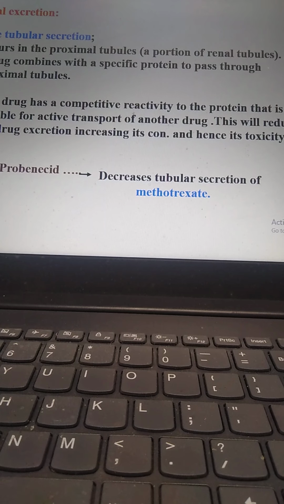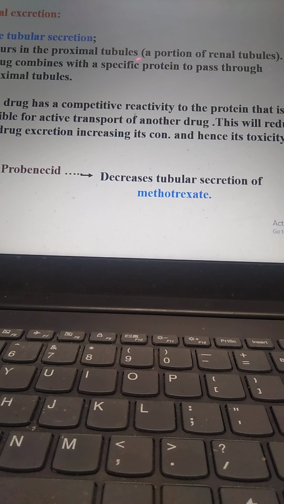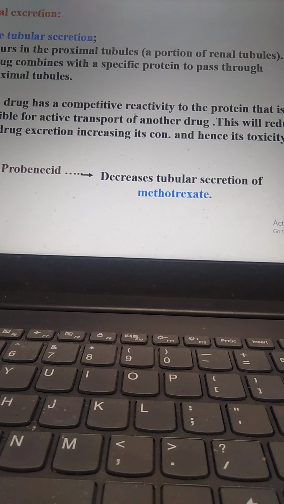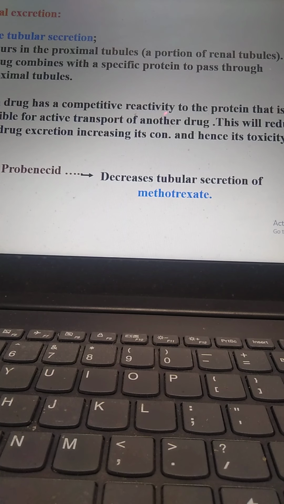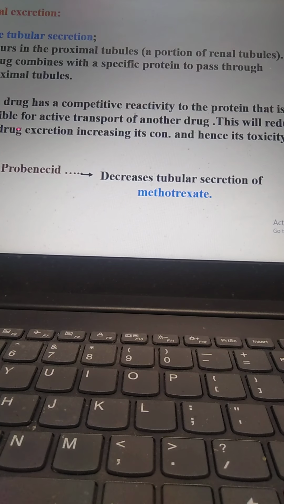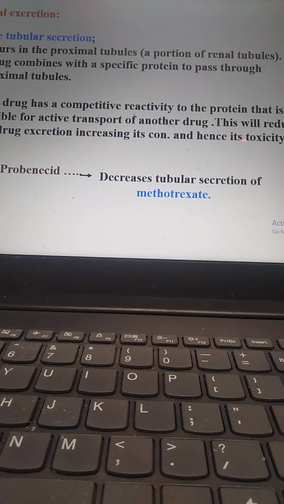Now, renal excretion. Active tubular secretion occurs in the proximal tubule, a portion of the renal tubule. The drug combines with a specific protein to pass through the proximal tubules. When a drug has a competitive reactivity to the protein that is responsible for active transport of another drug, this will reduce such a drug's excretion, increase its concentration and hence its toxicity.